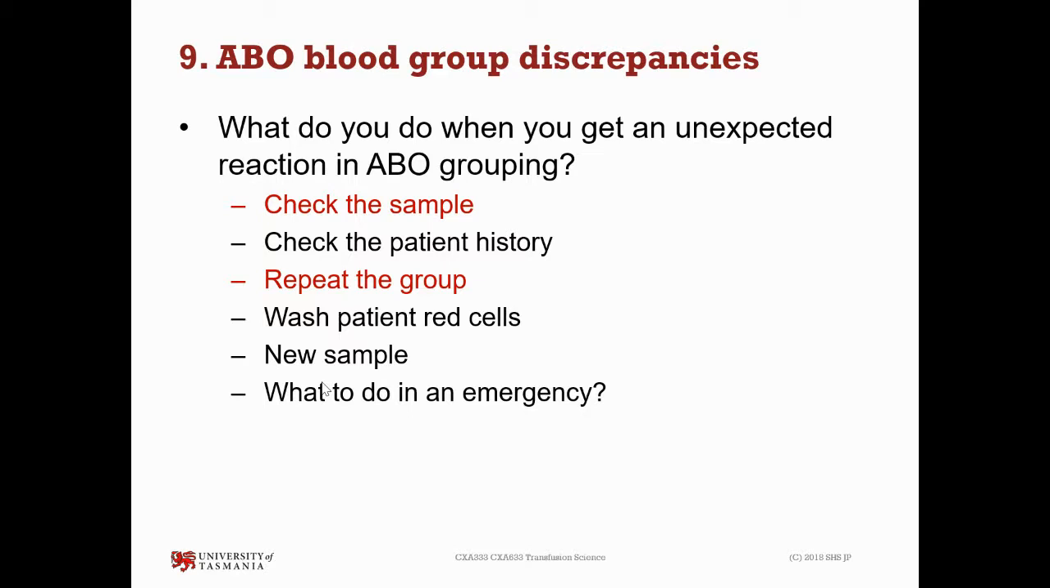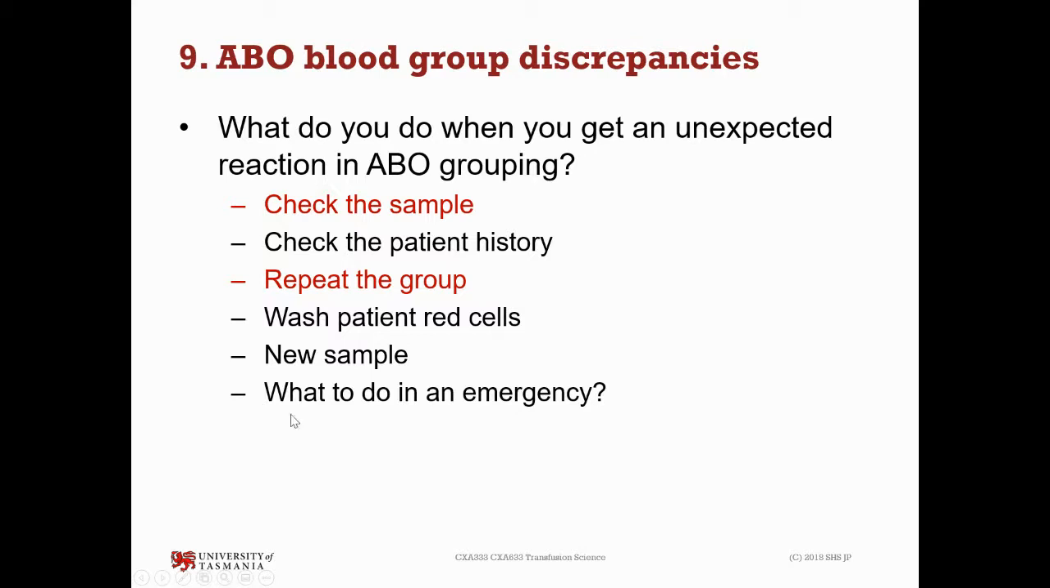Patients usually have quite long records, and every time they come in, they have their blood group checked. So if there is a discrepancy with the patient history, or some sort of abnormality with the sample, then it's a good idea to get a new sample, particularly if it's been taken from a cannula or central venous line, which is often washed with other drugs and chemicals that might be interfering.